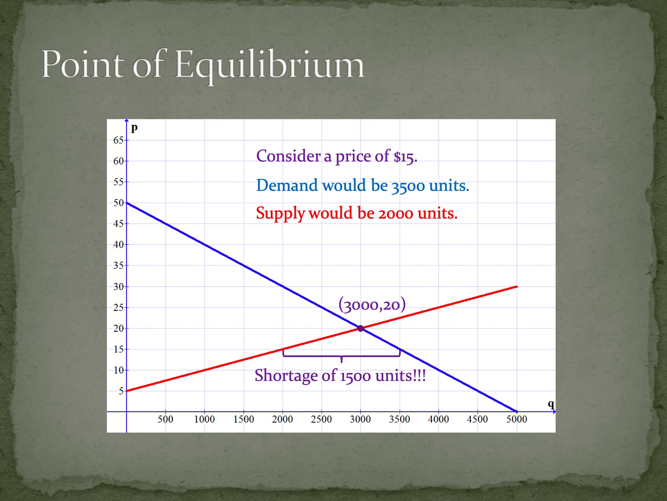And with a shortage, quite often what we see is, with this increase in demand, we then would end up with higher prices, sometimes even above the $20 originally at equilibrium. So here has been a quick introduction to supply, demand, and equilibrium.